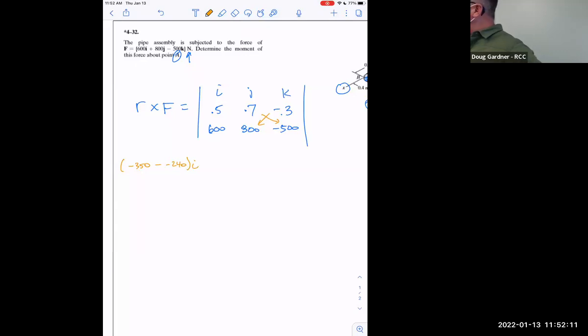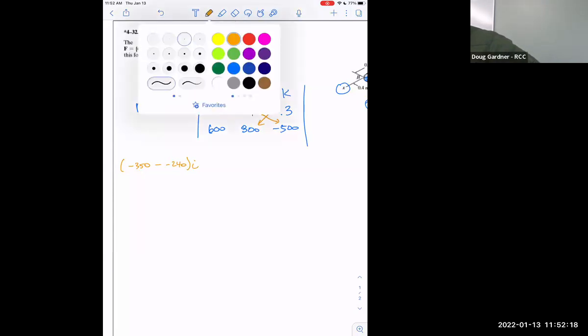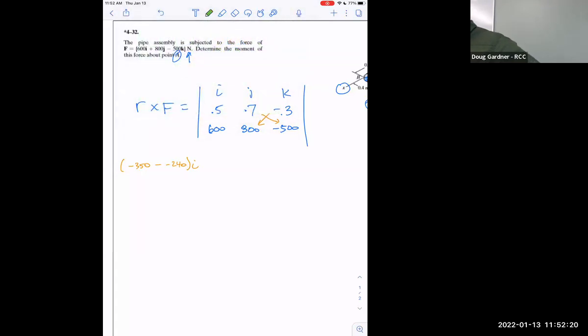So I'm doing this because I don't have to look at a note sheet. That's kind of neat. So now let's keep going, switch colors. If I get to j, then aren't I going 0.5 times 500, which is 250? Well, that's a negative 250. And then it's always minus, and then it's 0.3 times 600, which is 180, well, negative 180. And that's my j component.